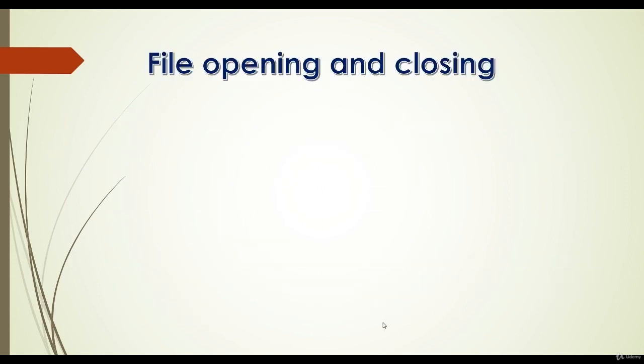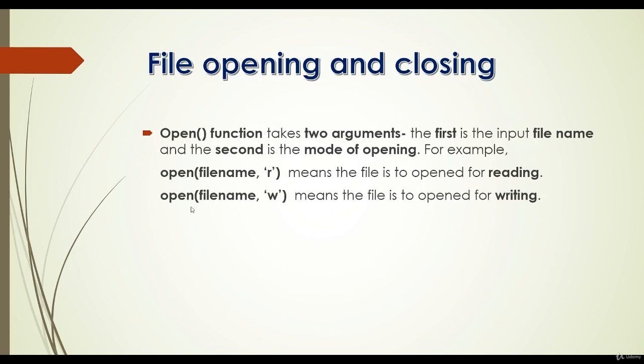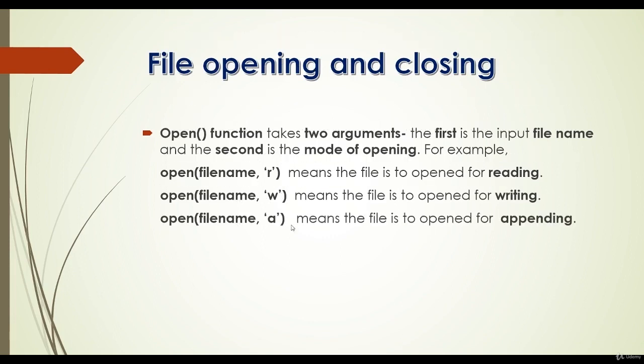File opening and closing. The open function takes two arguments. The first argument is the input file name and the second argument is the mode of opening. For instance, open file name R, we have already discussed that it is for opening for reading. Open file name under single quote W means the file is to be opened for writing. This code A means the file is to be opened for appending.